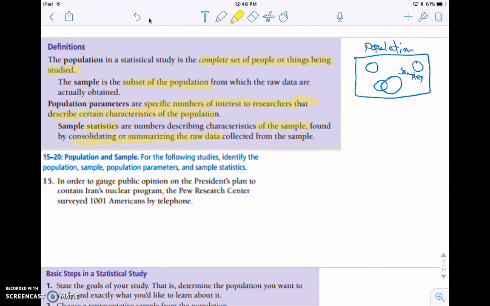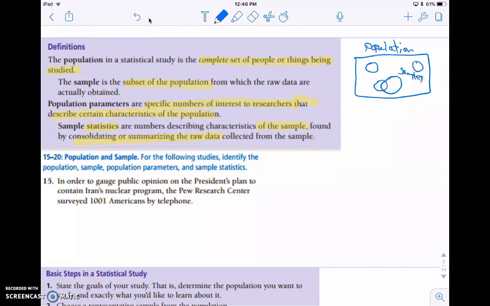So what we would do is collect a sample, a small group or a subset inside that. The larger the better, but it could be very costly and difficult. But we use that sample then to make predictions or inferences on the population as a whole.